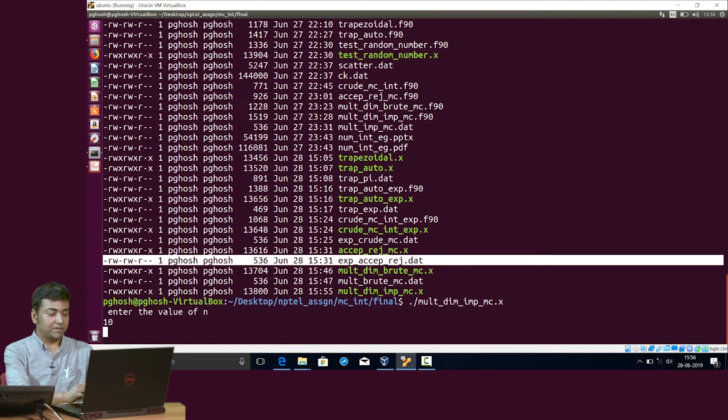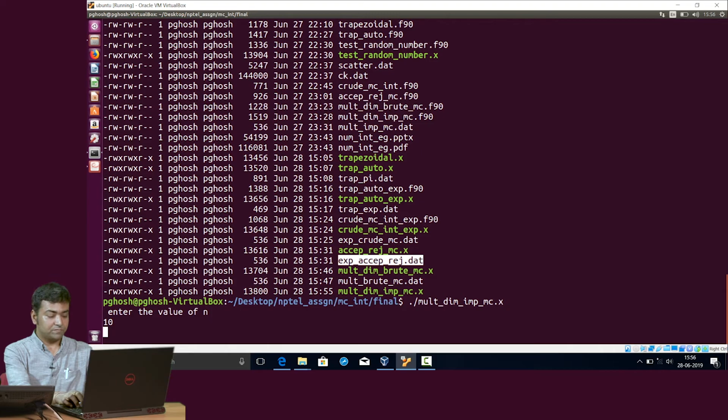This takes some time, so let us wait and hopefully it will be done soon. It is doing this for several values of n, starting from n equals 10, then 100, 1000, 10,000, 1 lakh, 1 million and so on. It goes, I think, till 10 to the power 9. That is why it is taking such a long time, but let us wait for some time.